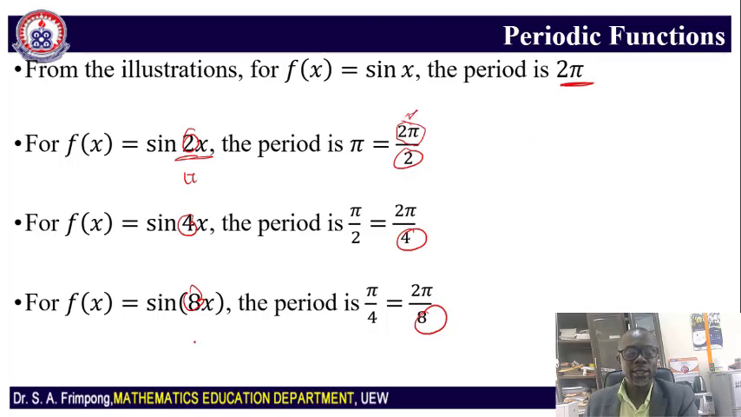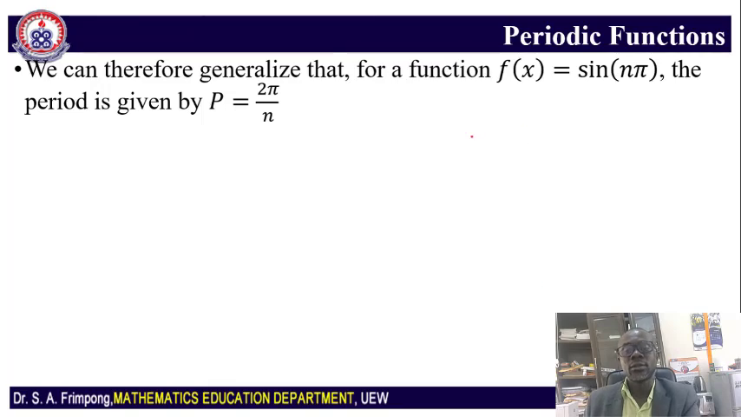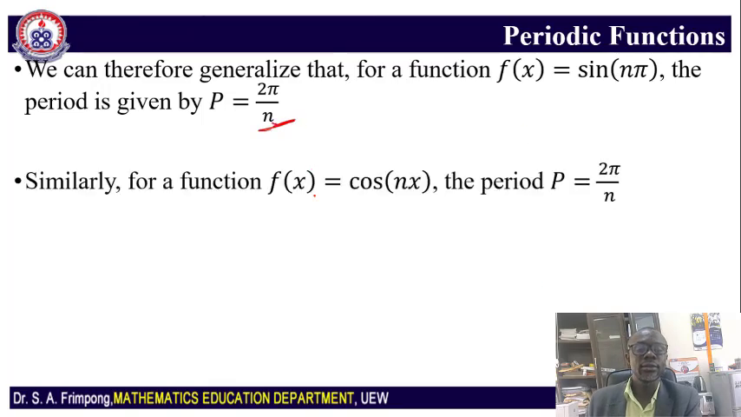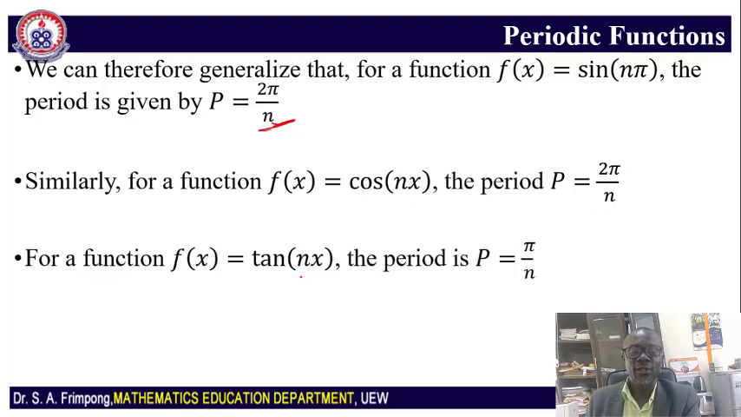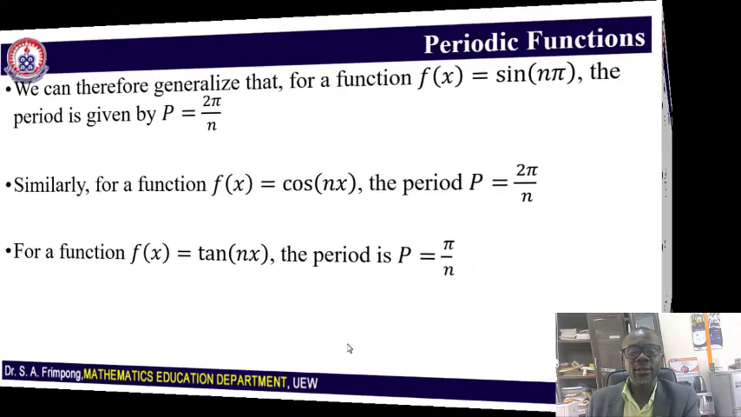So this generalizes that for sine of nx, the period is 2 pi over n. So that's the generalization here. It's the same way for cos nx, the period will be 2 pi over n. For tan nx, since the period of tan is pi, it will be pi over n.